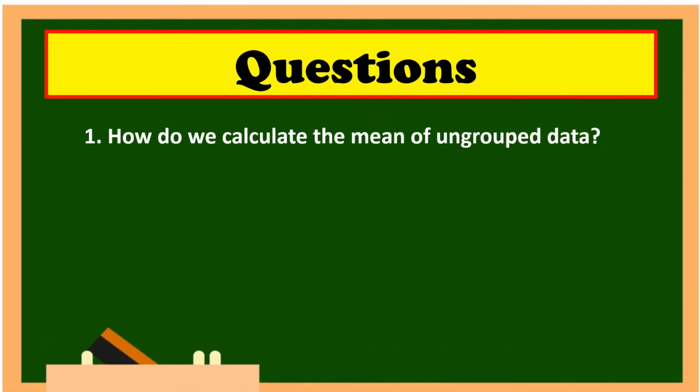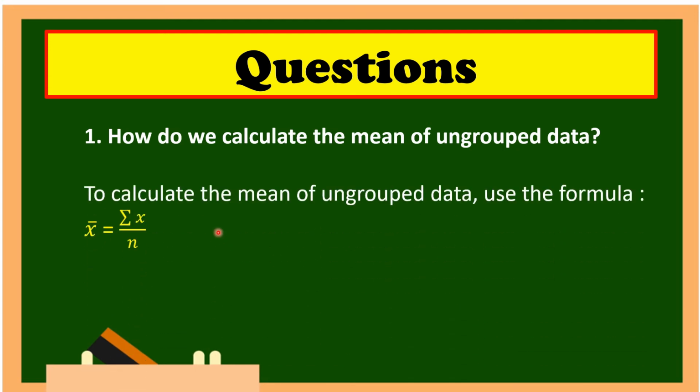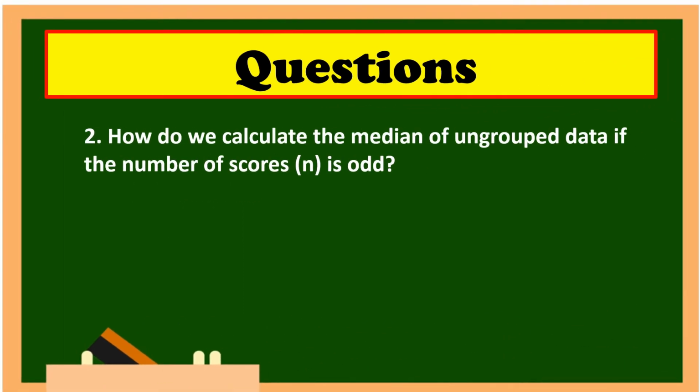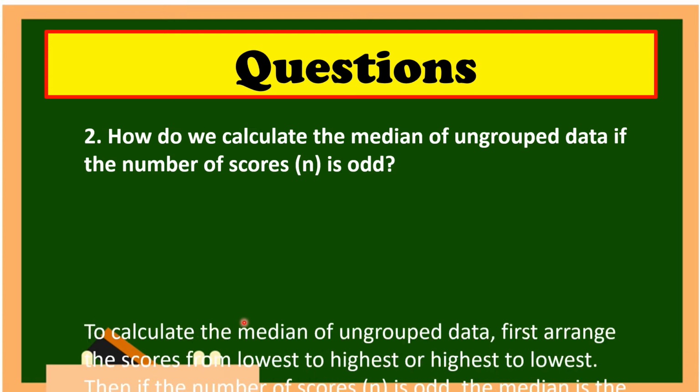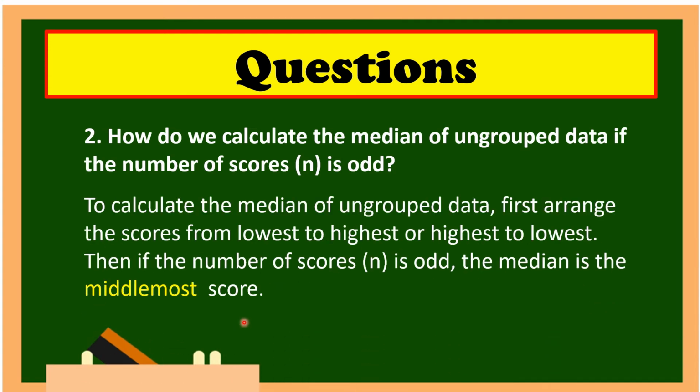How do we calculate the mean of ungrouped data? To calculate the mean of ungrouped data, use the formula mean equals summation of x over n. How do we calculate the median of ungrouped data if the number of scores n is odd? First arrange the scores from lowest to highest or highest to lowest. Then if the number of scores n is odd, the median is the middlemost score.